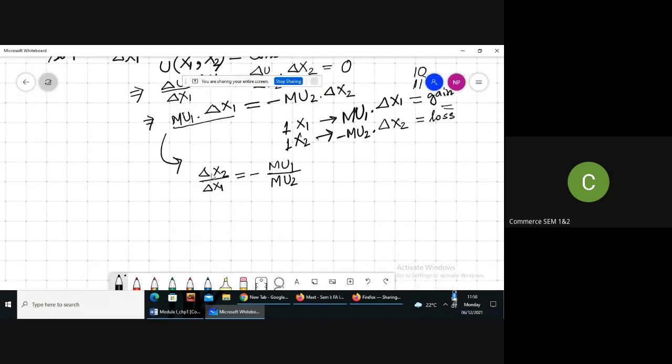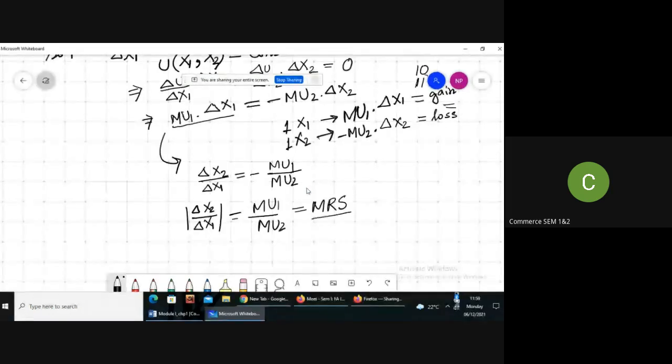Now if we take the absolute value of delta x2 divided by delta x1, that will be equal to MU1 by MU2. The minus sign is not there. So this is nothing but our MRS, marginal rate of substitution.